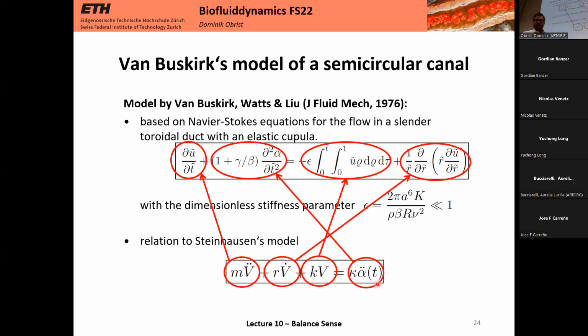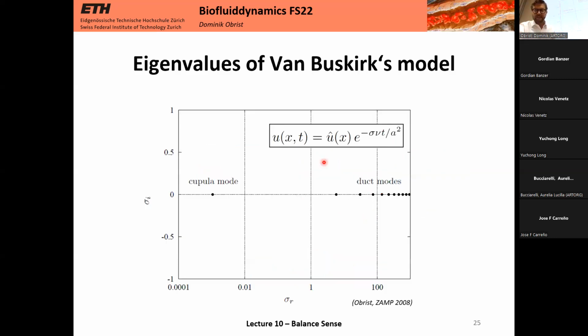We can also analyze now the Van Buskirk model. We can look at eigenvalues. I don't want to go into details on that, too many details, but we still find the same eigenfrequencies or eigenvalues. They're a bit ordered in a different way, but they essentially mean the same thing. We have the cupola mode. We have now many duct modes, but the first one actually corresponds to what we have called the viscous timescale. The cupola timescale and the viscous timescale.